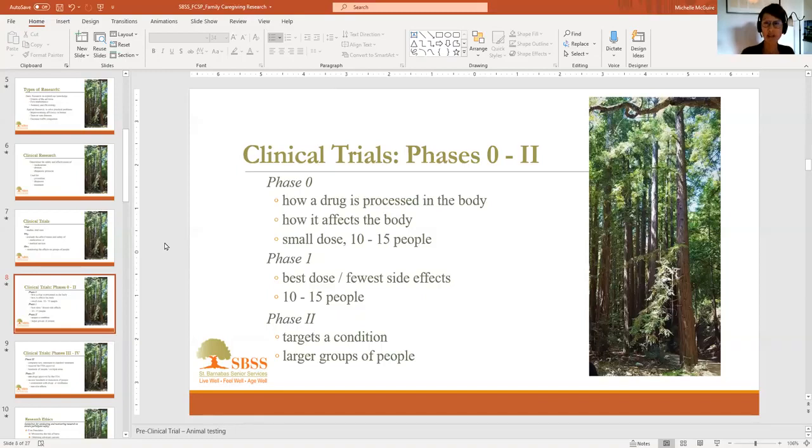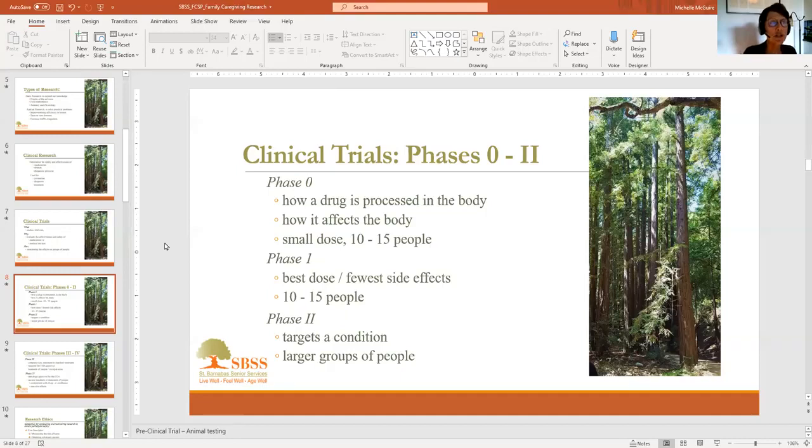Now, if this is a device, I'm not sure how they do the small dose. Maybe if it's an electrical current, they're just using a very small amount of current. Or if it's an implanted device, maybe they just implant it in a very benign area of the body. But basically phase 0 is just introducing the new thing and seeing how it affects people. If you don't kill them, you get to go to phase 1.